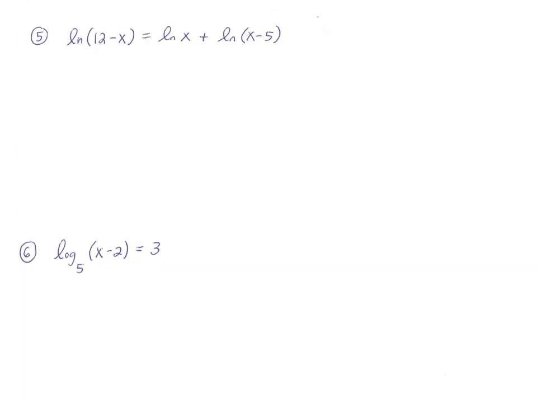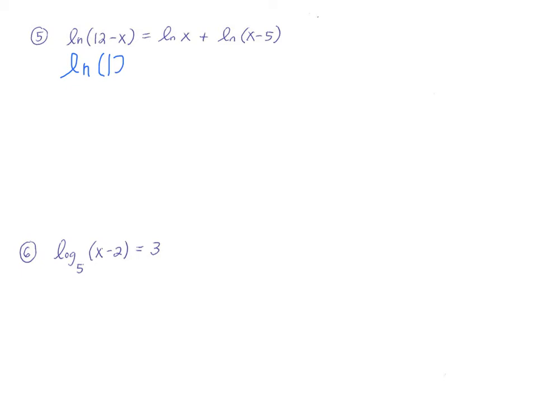Okay, so in our next example here, we see a bunch of ln's. Now, sometimes people want to use the same technique as our last example. They say, well, I see an ln in front of every term, so I'm just going to cancel them all out. I'm left with 12 minus x equals x plus x minus 5. Well, it's not quite that simple.